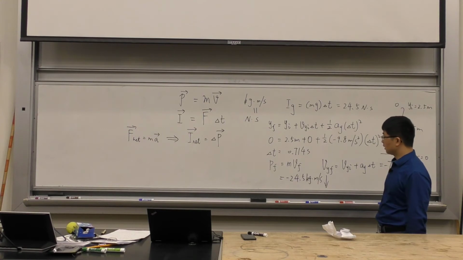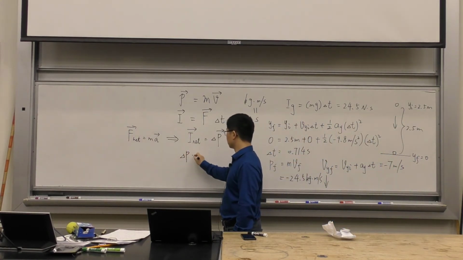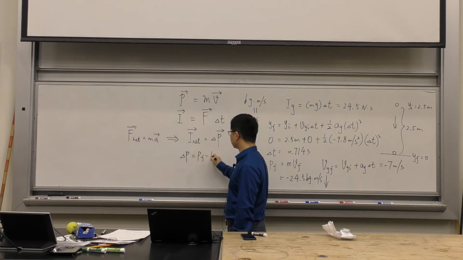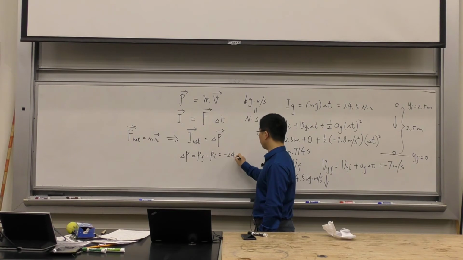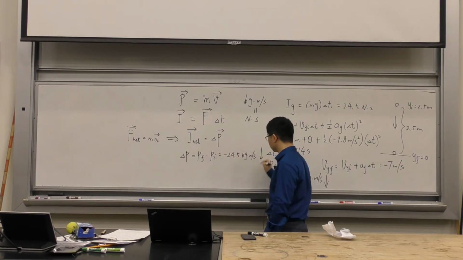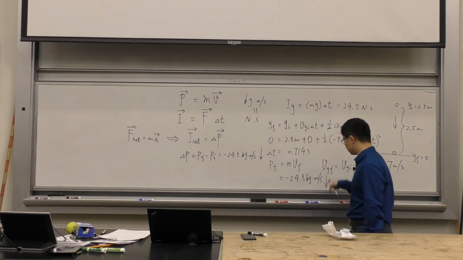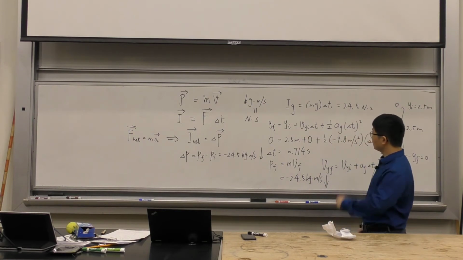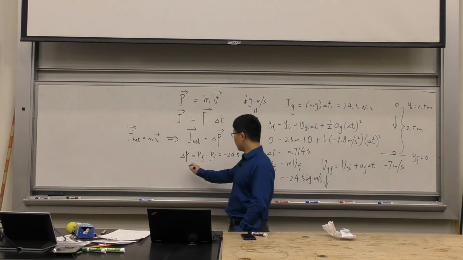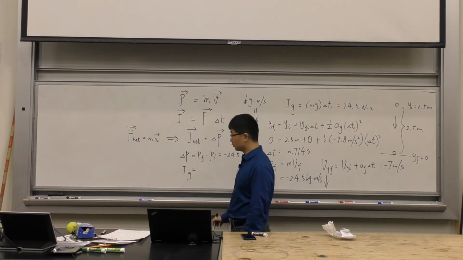Now let's see. Then what is the change in momentum in this process? It's going to be P final minus P initial. So that's still going to be negative 24.5 kilograms times meters per second down, right? Or you can say the value is this, then the direction is down, okay? The value is 24.5. What is the impulse? The impulse in this case from gravity, and that's going to be the net impulse, right?